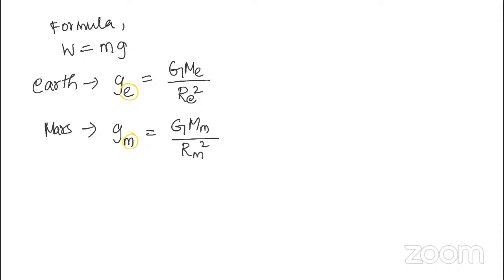Let us now combine equations 1 and 2. Why do we need to combine? We want the values for WE is equal to M into gE, and WM is equal to M into gM. So we have to substitute here. So far we are calculating these values, and these are the values we need.